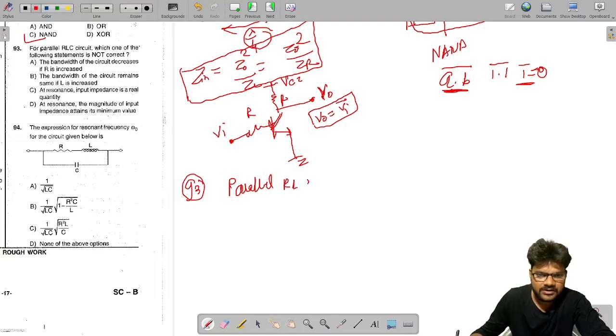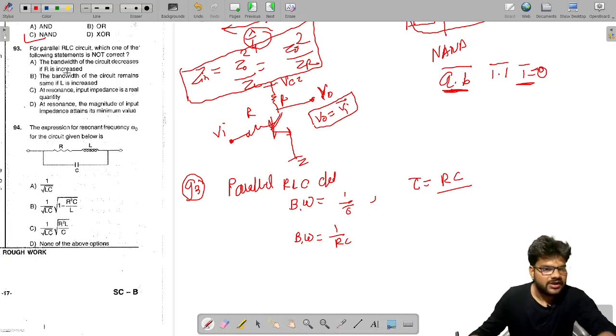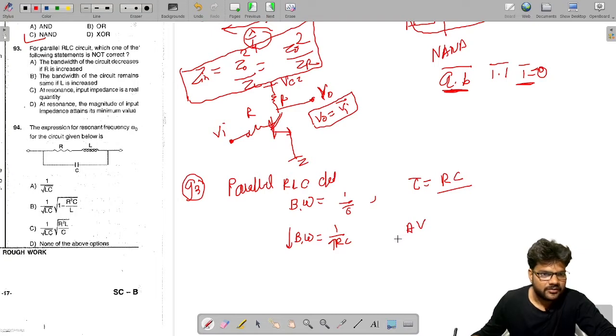For a parallel RLC circuit, we know bandwidth is 1 by tau, and for parallel RLC we know tau equals RC, right. So bandwidth is going to be 1 by RC, right. So what is option A? The bandwidth of the circuit decreases if R increases. So bandwidth is 1 by RC. So if R is increased, bandwidth will be decreased. Yes, so option A is correct. Option B is the bandwidth of the circuit remains the same if L is increased. Yes, because bandwidth is independent of L, right.